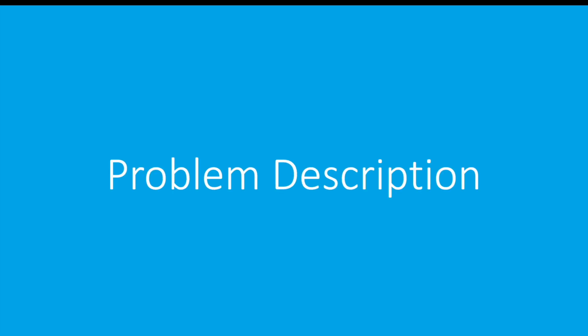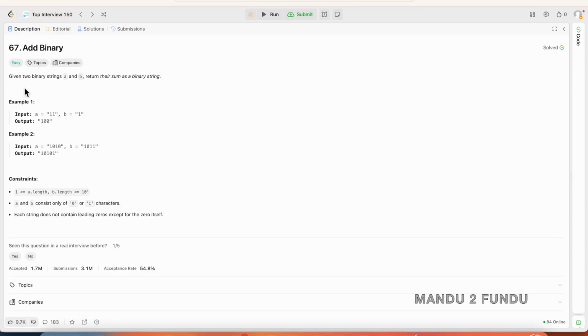In this video, I'm going to discuss the solution to add two binary strings. Let's look at the problem description. We are given two binary strings A and B and we have to return their sum as a binary string. Let's take a look at example 1.